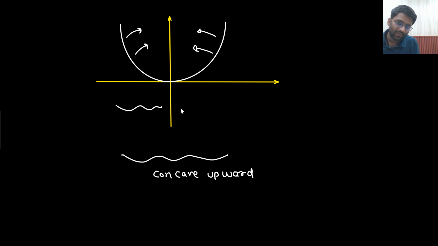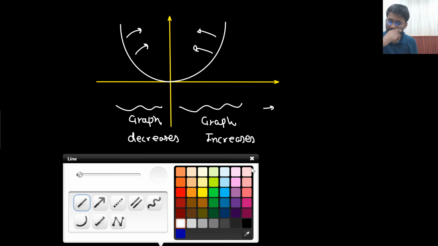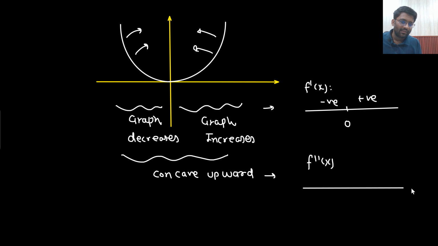But here what is the scenario? Here the graph decreases, and here the graph increases. So for this situation, you will be talking about f dash x. Here f dash x is negative, here it is positive. So this is f dash x. And for this scenario, you are talking about f double dash x. In both scenarios, the graph is concave upward. So here it will be positive only, and it is positive only.